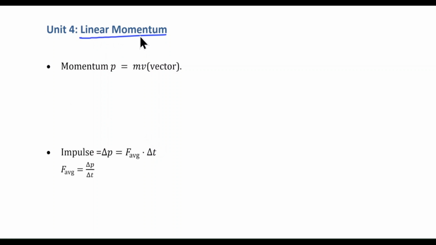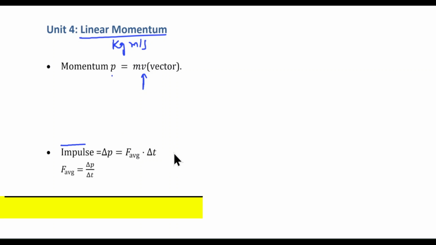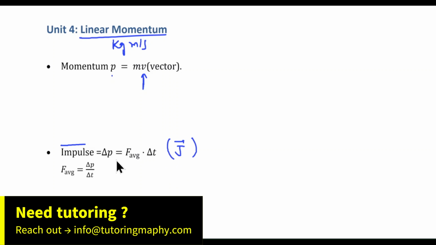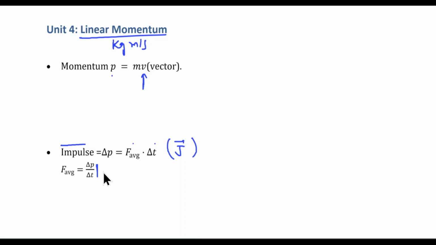Momentum, it's a vector quantity. The SI unit is kilogram meter per second, represented by P, and the formula is mass times velocity. The direction is the same as the direction of the velocity. More important than momentum is impulse, usually represented by J. It is given by F average times time, or F average is given by delta P over delta T. This is a really important formula.